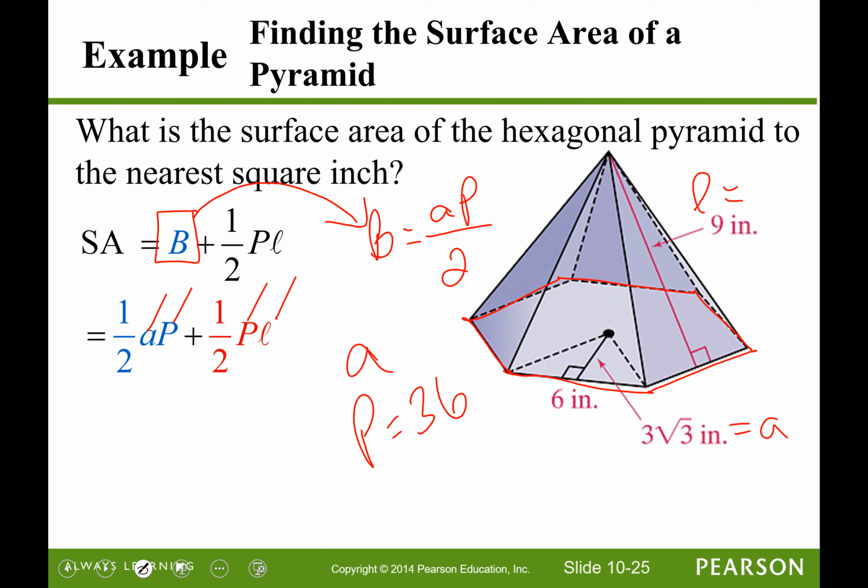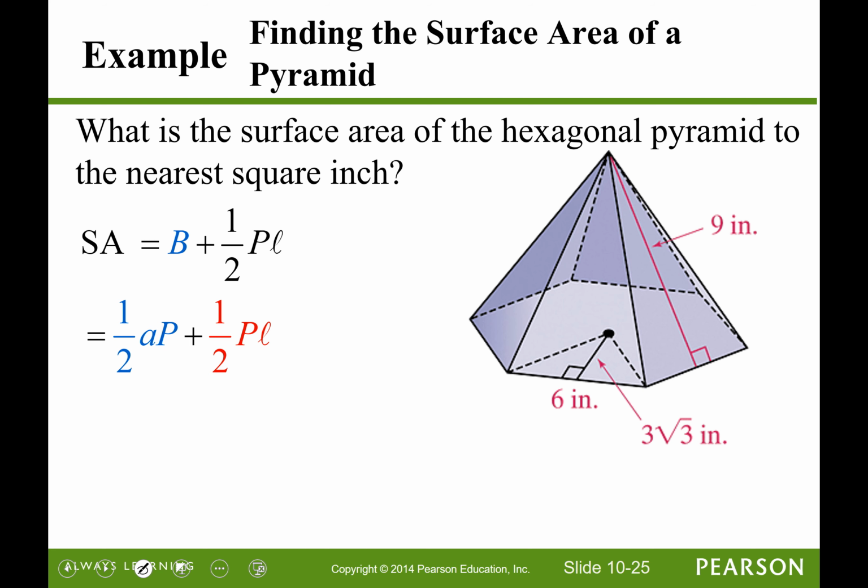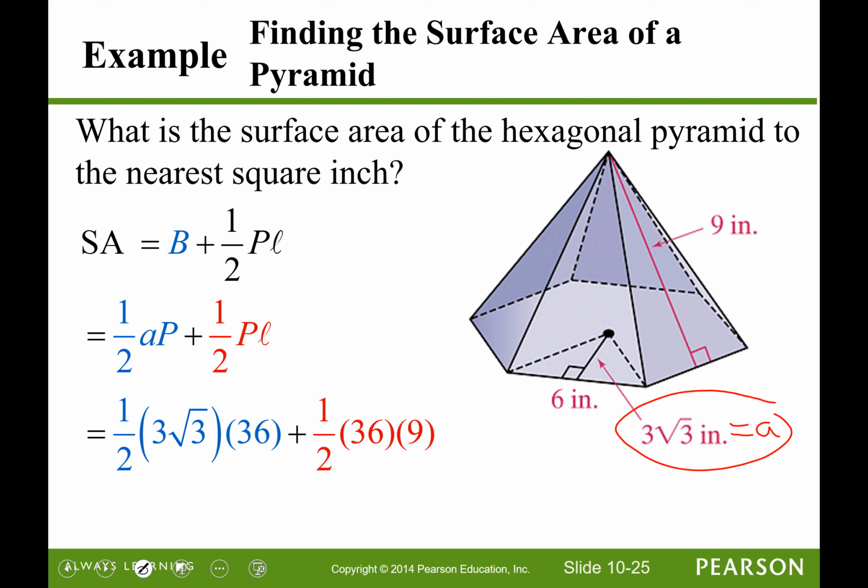We were given 2 of the variables, lowercase l and lowercase h, and the perimeter of the base. We were given enough information that made it rather easy for us to find it. All right, so let's plug in those variables. 3 radical 3 for our apothem, 36 for our perimeter of the base, and 9 for our slant height.